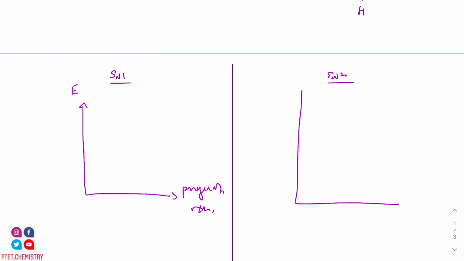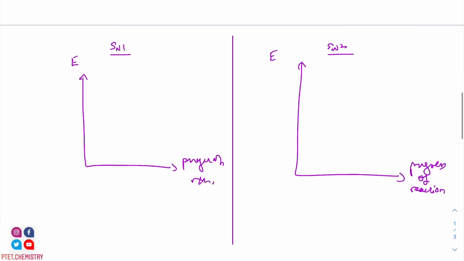Let me get the line a bit straight. Sn1 and Sn2. We talk about intermediate, right? Therefore, we need to think about energy profile diagram. It's best represented by an energy profile diagram. We'll have energy and then progress of reaction, or you can talk about extent of reaction, or time, as reaction progress over time.